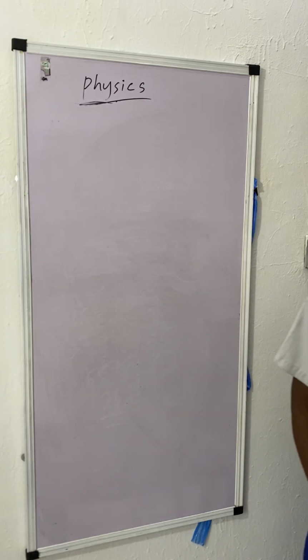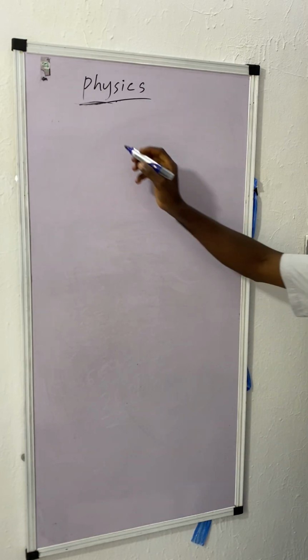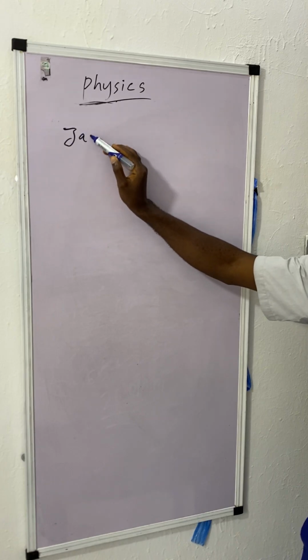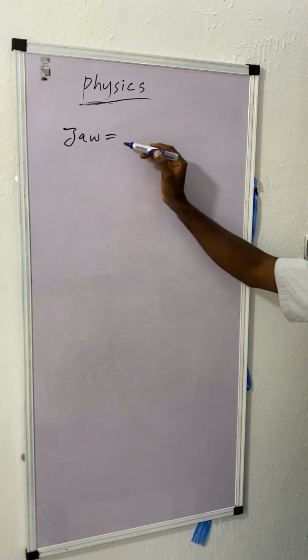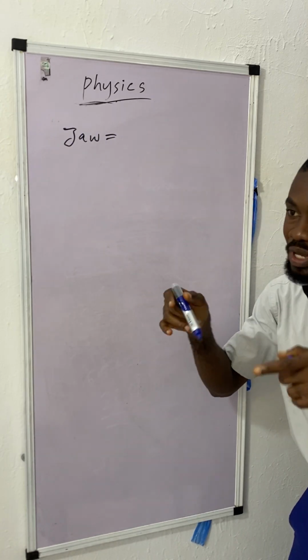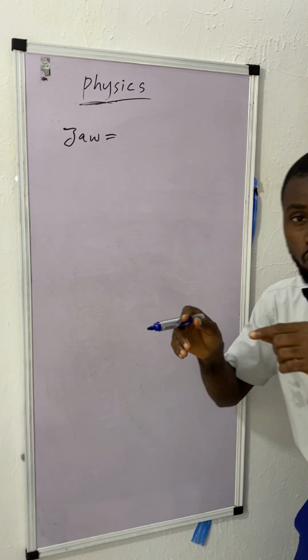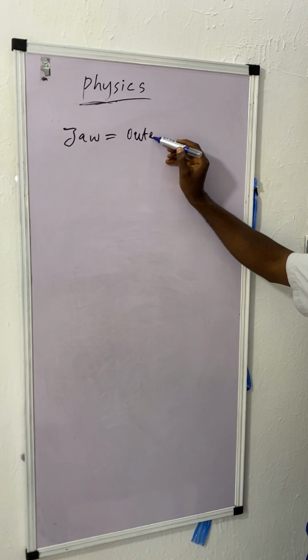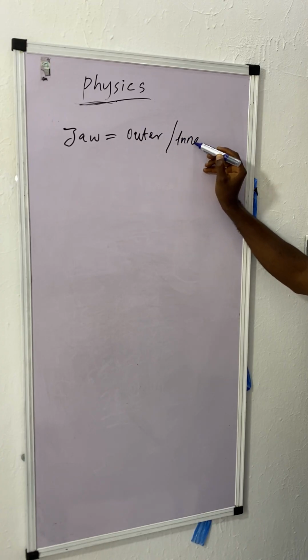So you have different parts of the vernier caliper and different parts of the micrometer screw gauge. Let's look at the vernier caliper. In the vernier caliper, you have a part called the jaw. That jaw is used to hold on to where it's to be measured. That's what you use to attach what is going to be measured. We have two types of jaw. We have the outer jaw and the inner.